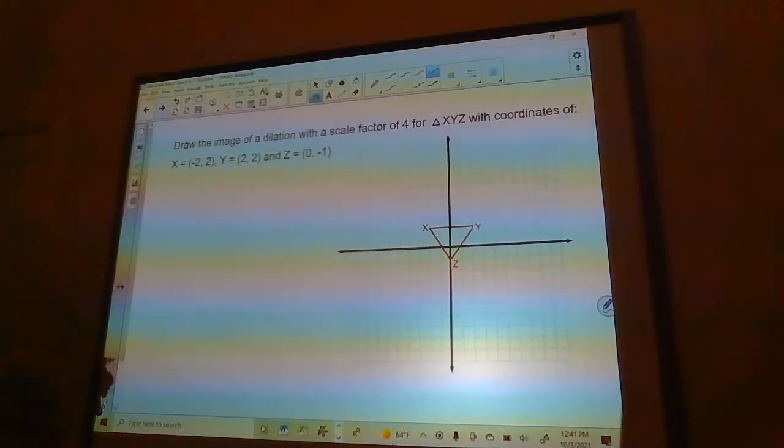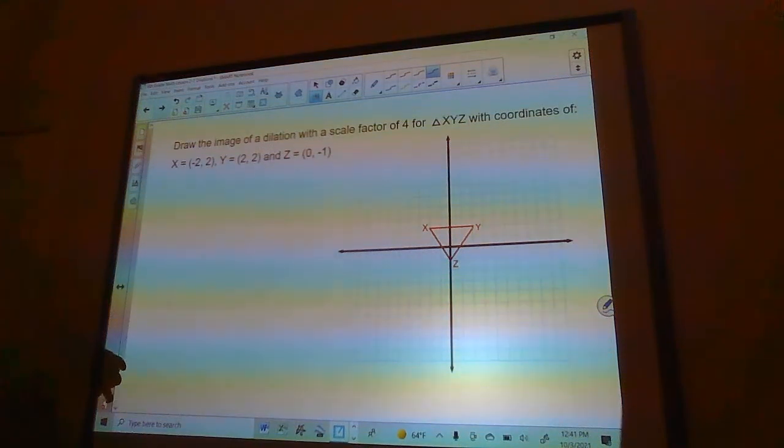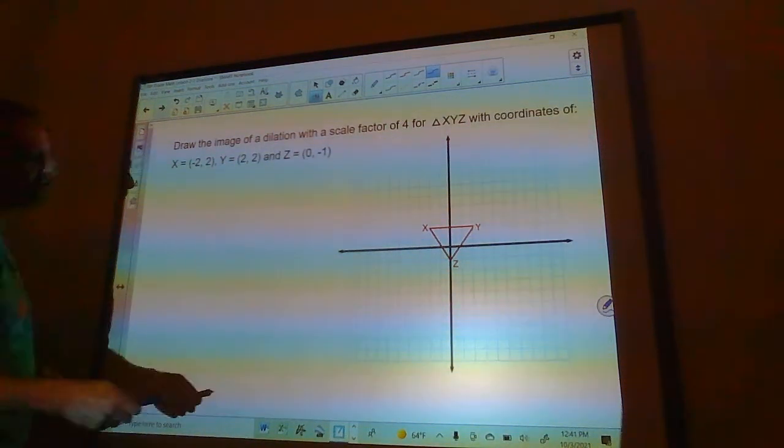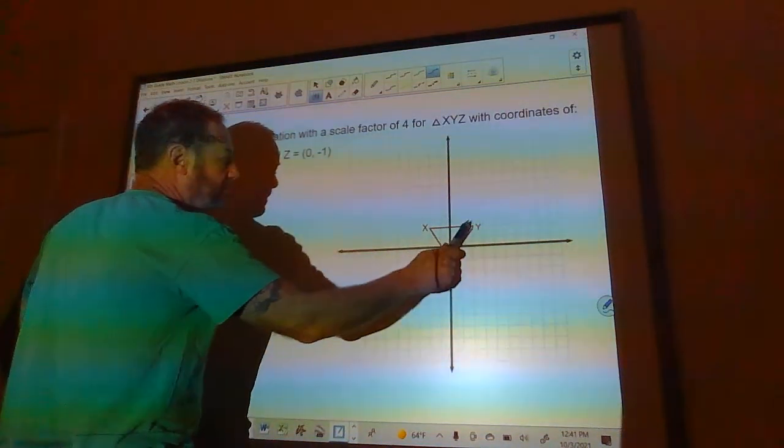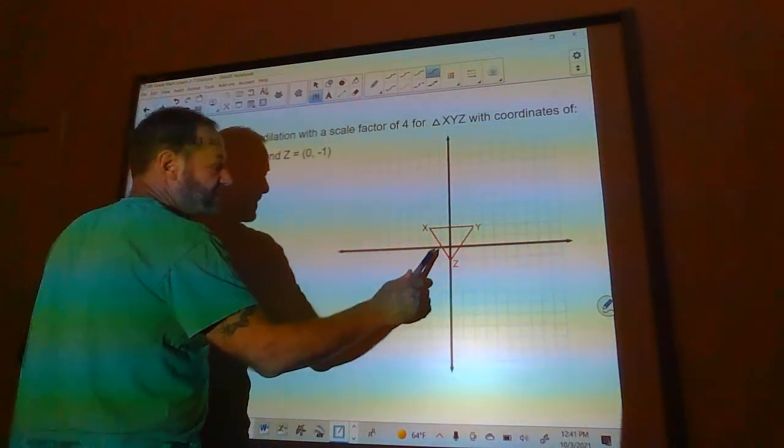Okay, so draw the image of a dilation with a scale factor of 4 for triangle XYZ with coordinates of X is negative 2, 2. Let's make sure I got these right this time. Y is at 2, 2. And Z is at 0, negative 1.